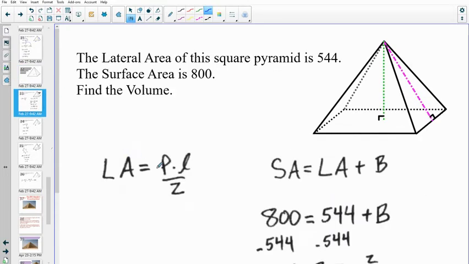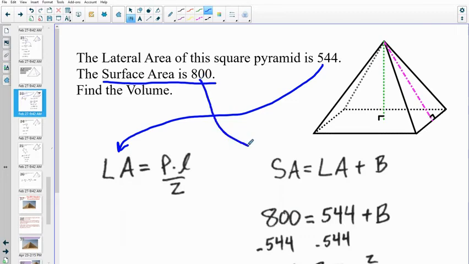I've got the lateral area formula. Lateral area, I can plug in the 544 in place of the lateral area. The problem with this is I don't know the perimeter of the base. I also don't know the slant height, so there's too much that I don't know here. So I'm going to go with the other information that I know. Surface area is 800. My surface area formula says surface area is lateral area plus the area of the base. I know what the surface area is. I can plug that 800 in there. I don't know what the lateral area is.